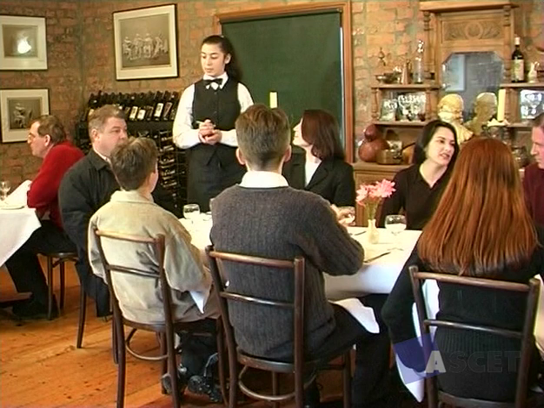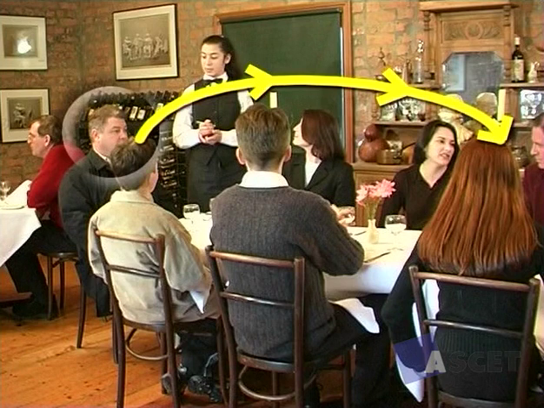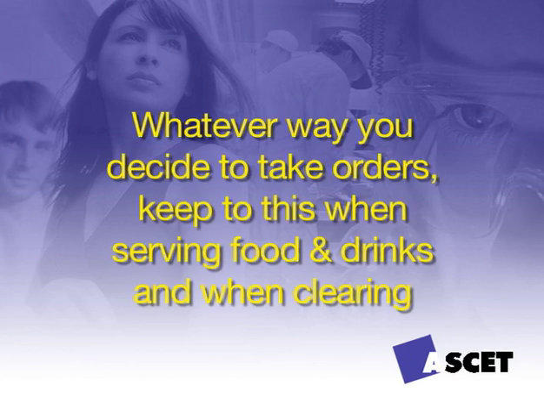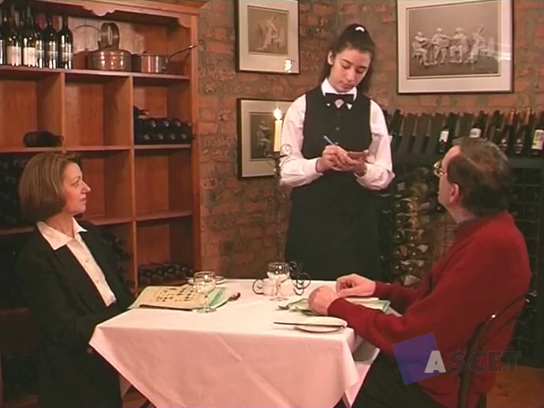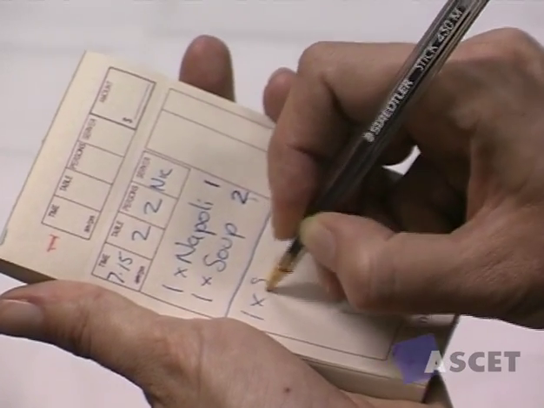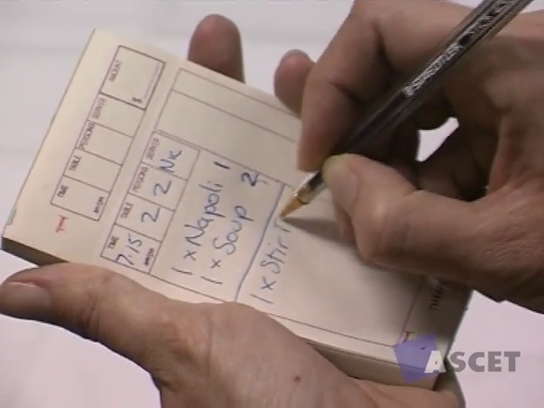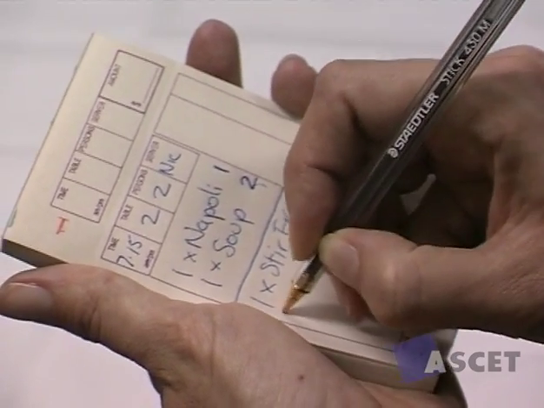It is preferable to serve adults first, so in this case, you would move around the table starting on the host's left. Whatever way you decide to take orders, keep to this when serving food and drinks and when clearing the table. Write the orders using the system in your restaurant. Do this legibly, and if your restaurant uses abbreviations, you should follow these exactly.